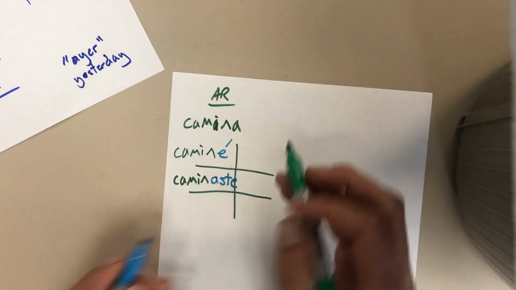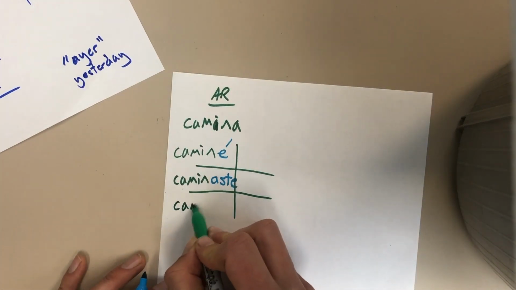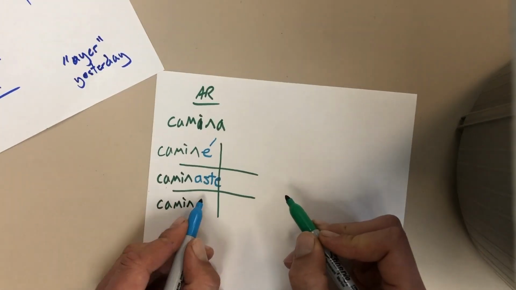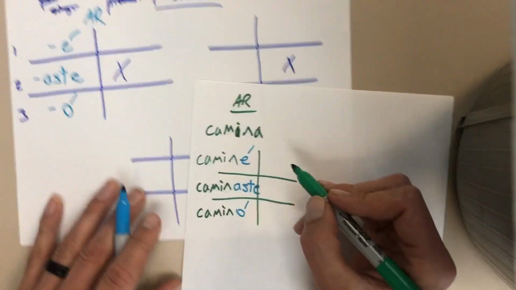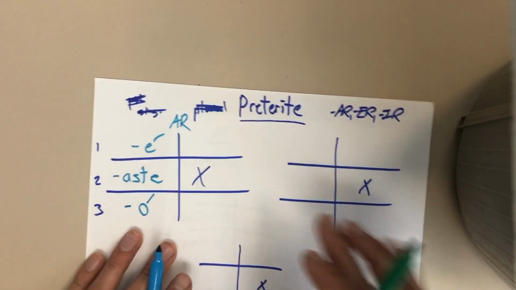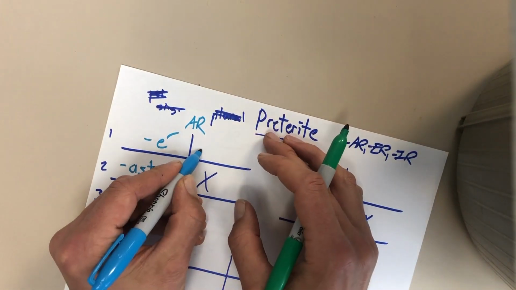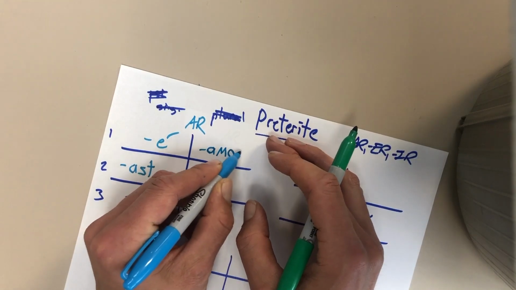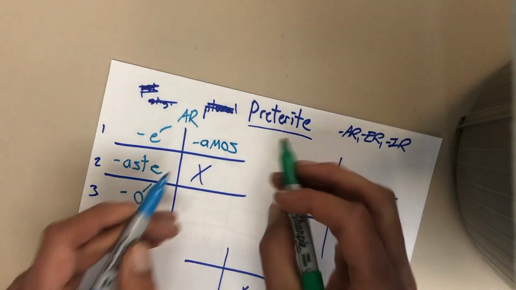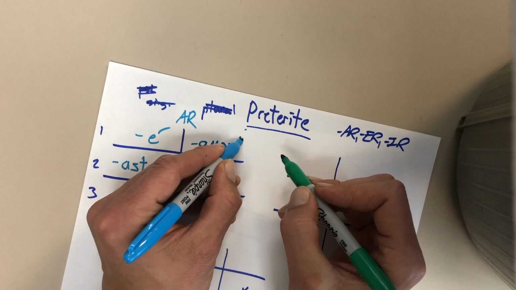So if we want to say she walked, we go camino. And this one always has the accent? Yes, always. And if it doesn't have it, then it's not the past. That's why for some of the ones that have the O on the end, it's past tense, and so that's why it wouldn't be yo.